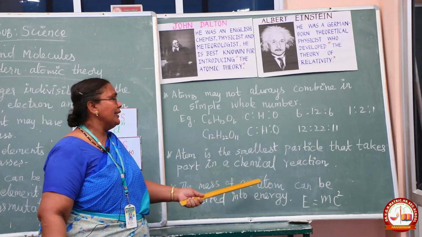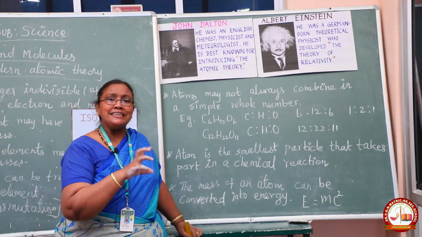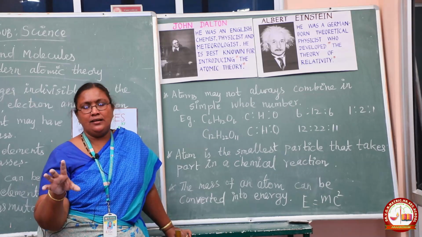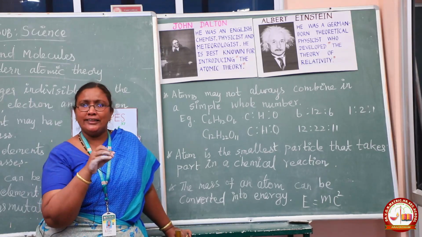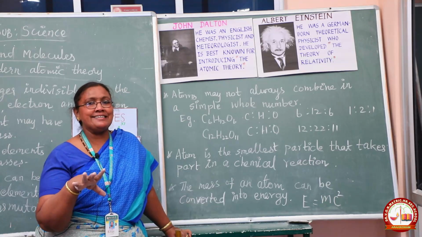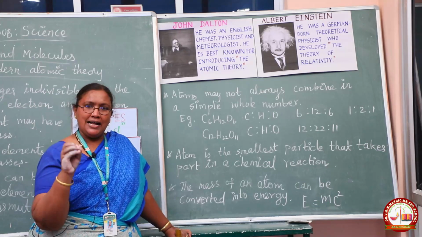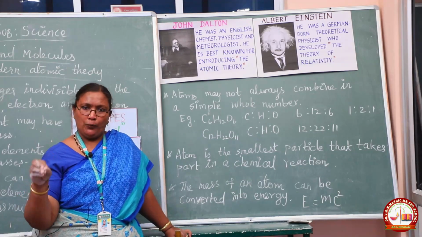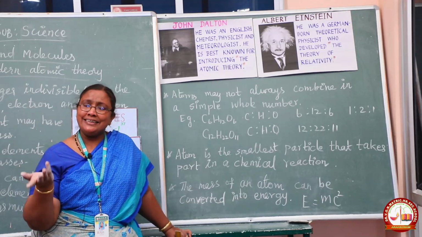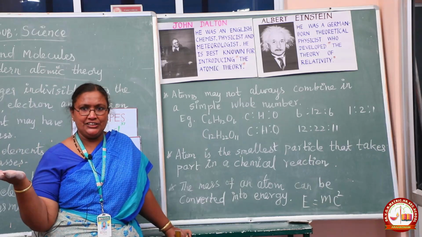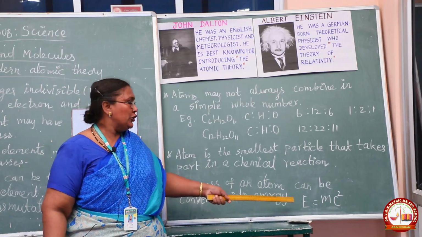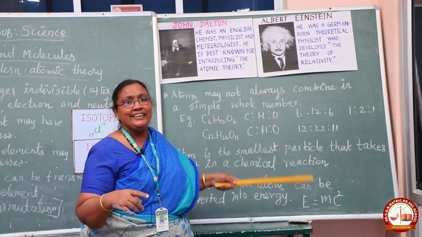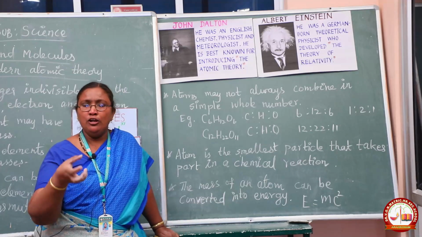The mass of an atom can be converted into energy. What does this mean? All reactions must obey one law. What is that law? The law of conservation of mass. Who told that law? Antoine Lavoisier told that law. Can you remember? You studied it in 8th standard itself. That law is nothing but the total mass of the reactants will be equal to the total mass of the products. But in a nuclear reaction, the mass of the product will not be equal to the mass of the reactant. That disappeared mass is converted into energy. So we can calculate the mass as energy using the equation E = mc². Whose equation is this? The very great scientist Albert Einstein's equation. We use that equation in nuclear reactions to find out the mass.